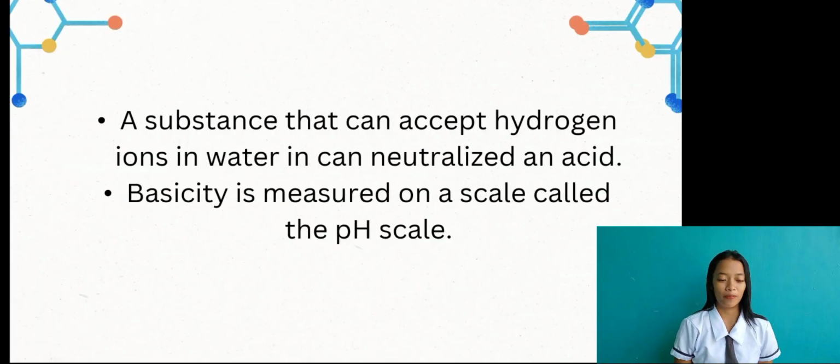So now, moving on. A substance that can accept hydrogen ions in water can neutralize an acid. Basicity is measured on a scale called the pH scale. So the basicity of a compound is measured through the pH scale.